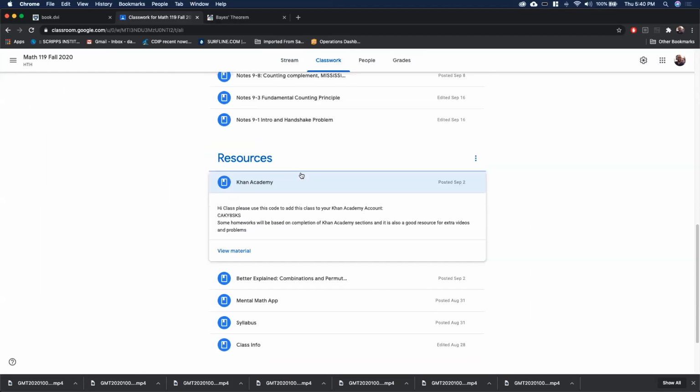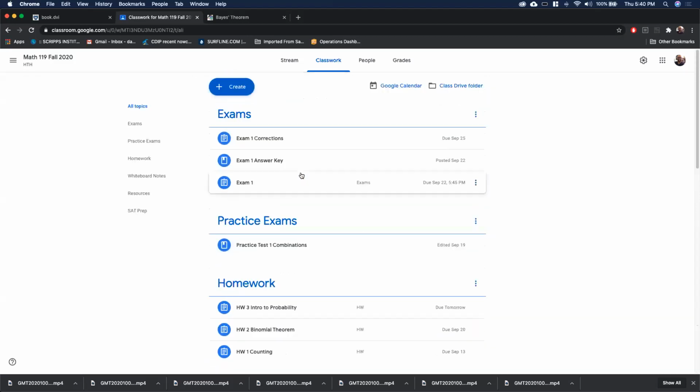Don't worry about the assignments that are about combinations and permutations. Just do the recent ones about probability. They're also pretty straightforward. I don't envision it'll take you more than half an hour to do them or something.